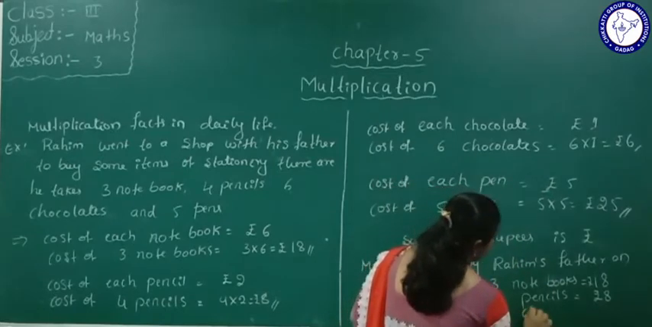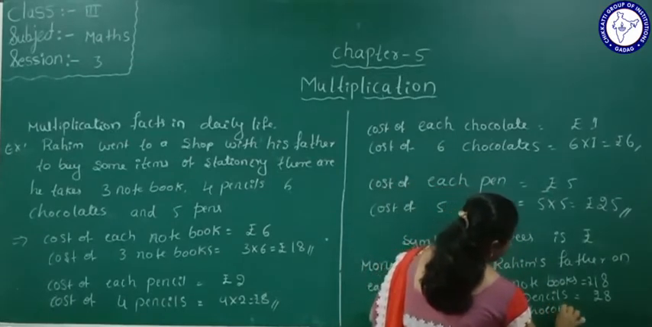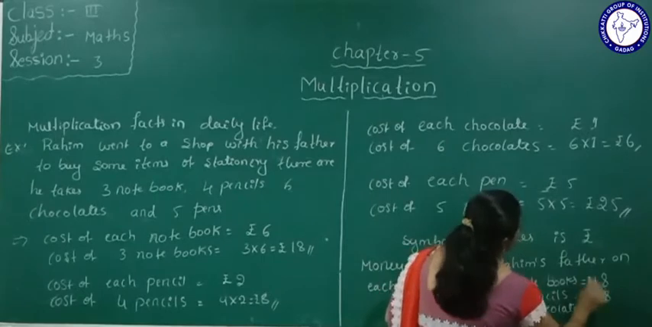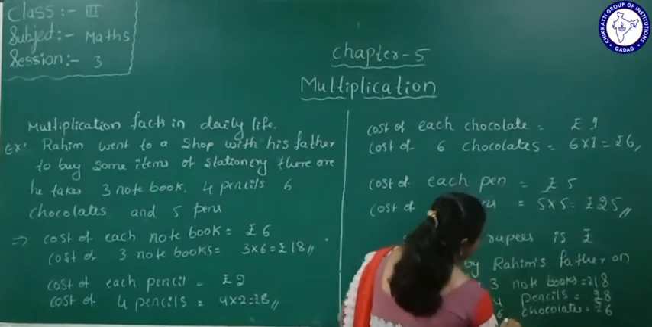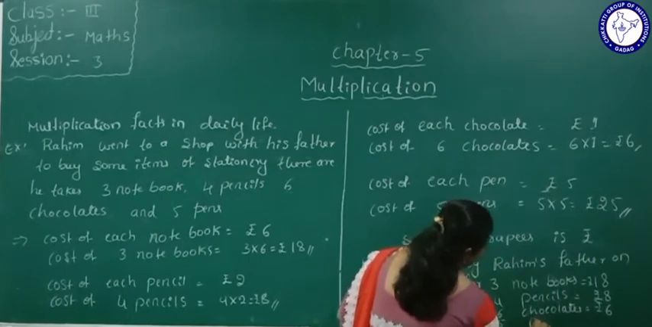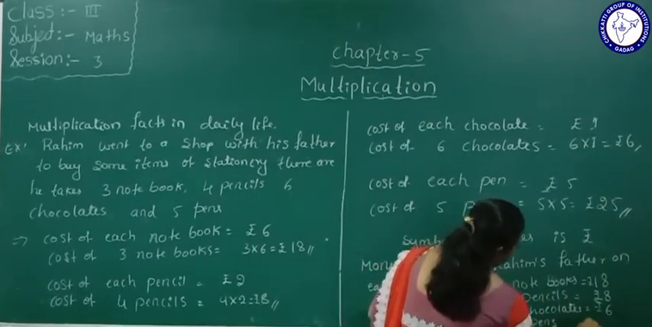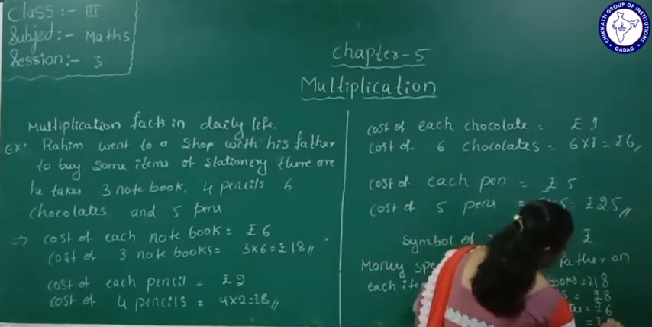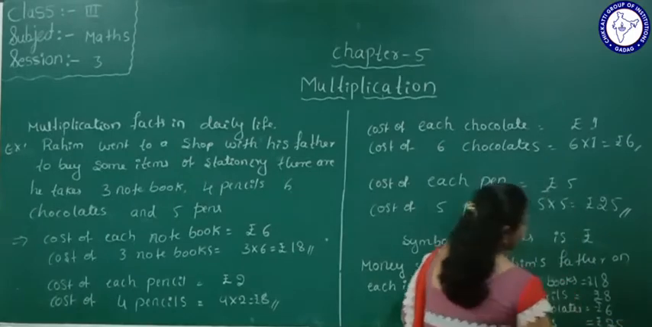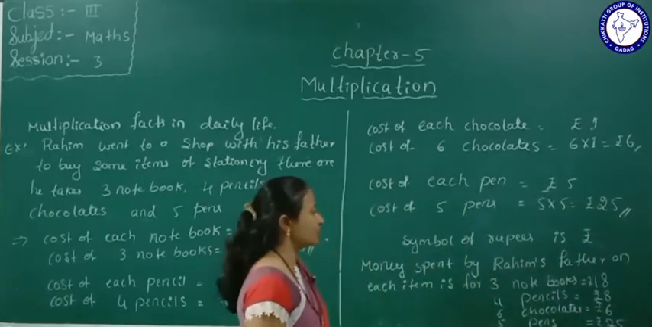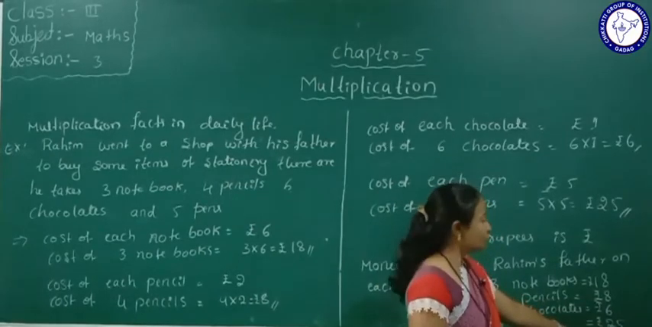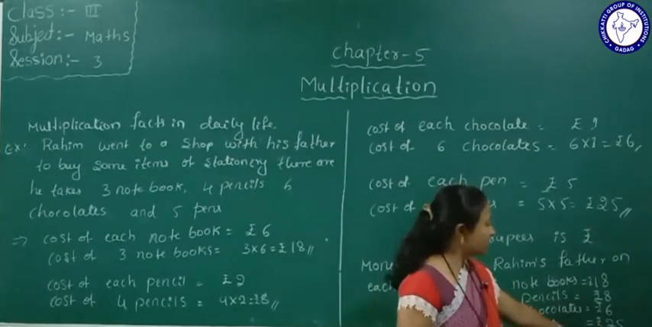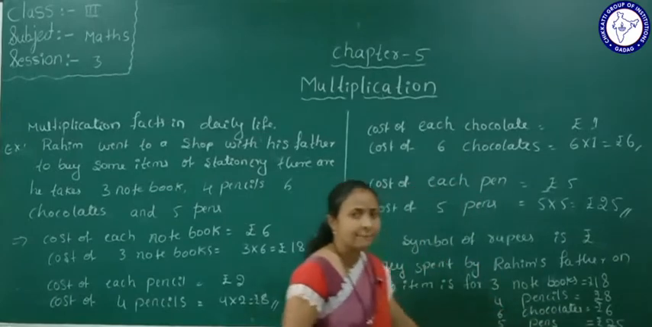6 chocolates is equal to how much? 6 rupees. Last one, 5 pens. Pens amount is rupees 25. Yes. So what can we understand here? So the amount he spent, how much is the total amount he spent here? Total 57 rupees he spent. Okay. Understood this one?